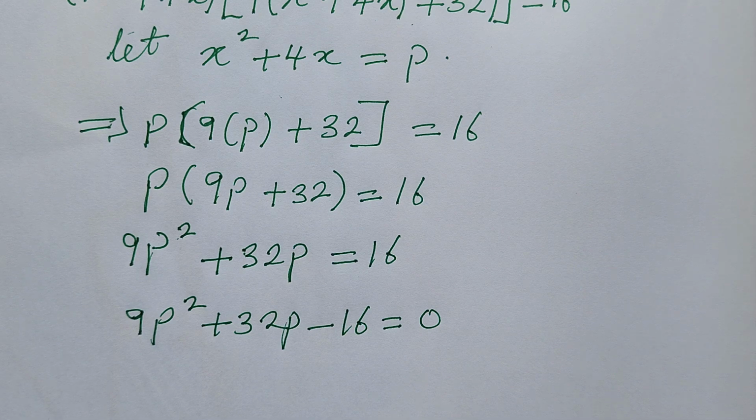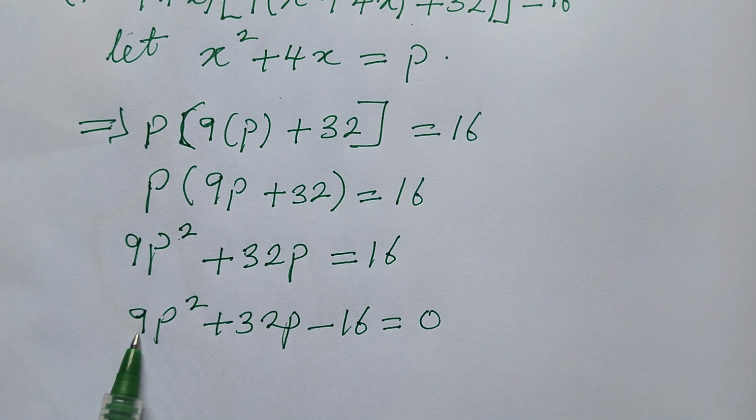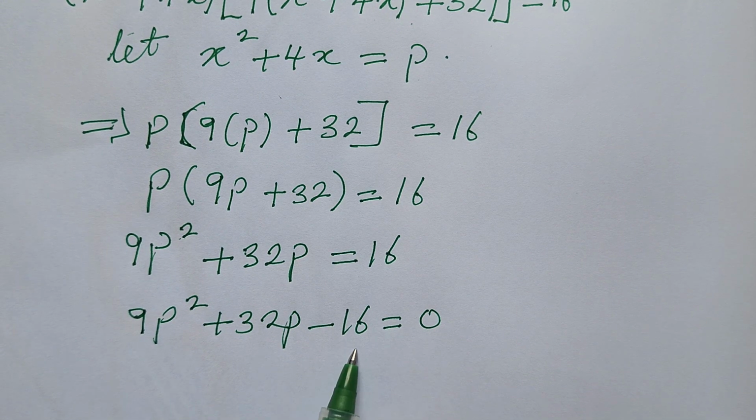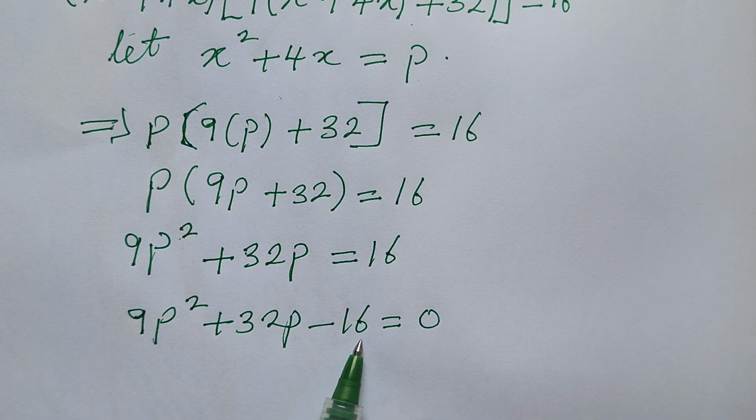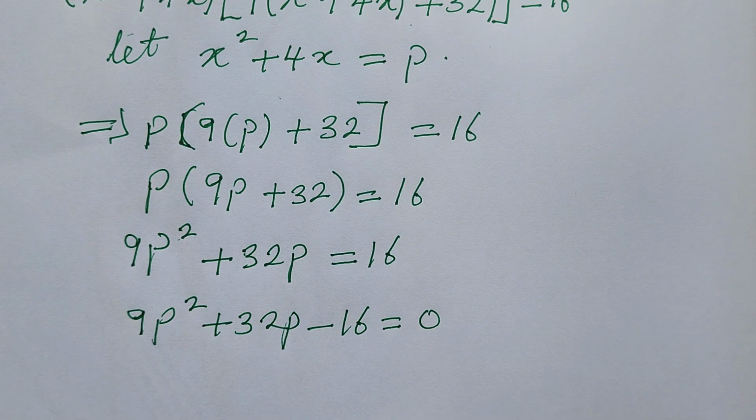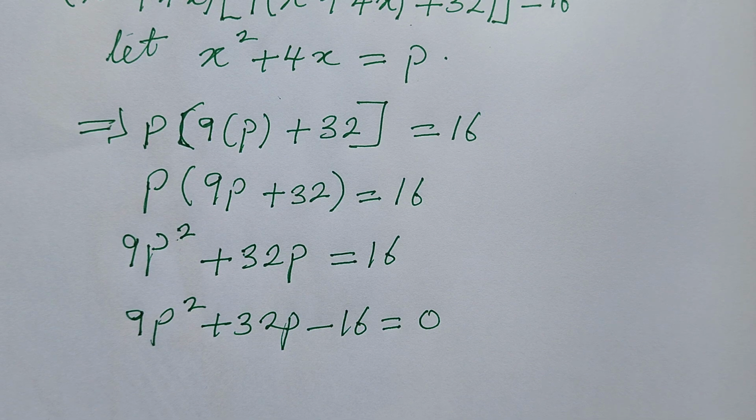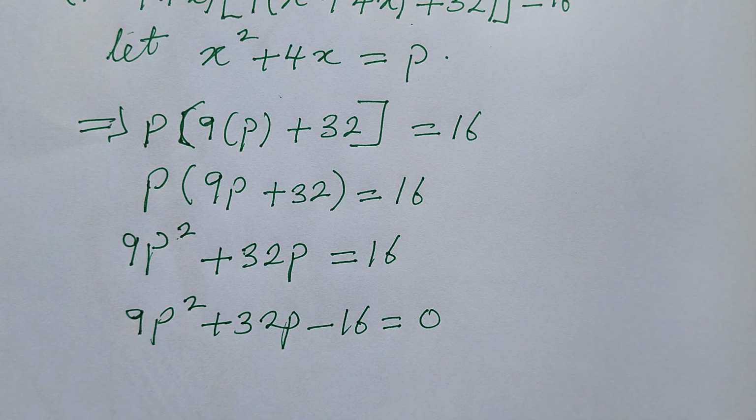We can solve this using the factorization method. All we need to do is to use this coefficient 9 times 16, and that will give us 144. So among the factors of 144, we look for two numbers that when multiplied together give us 144, and whose addition will give us plus 32.